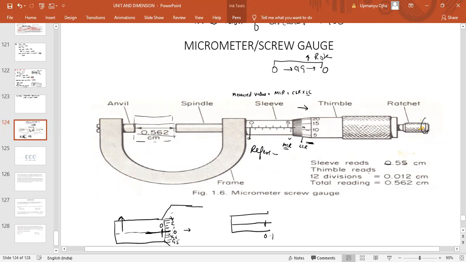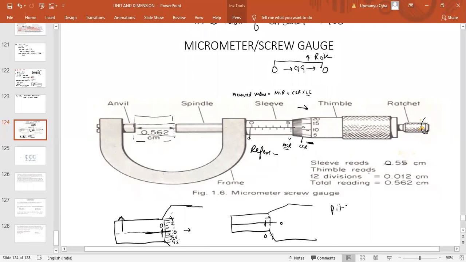This is the circular scale like this. Fine, and this again 0 will come here. Now you can see how much the circular scale has moved on the linear scale. That is the pitch. If you take a normal main scale, it would have moved 1 millimeter. That is the pitch. So we can say pitch is basically one main scale division.